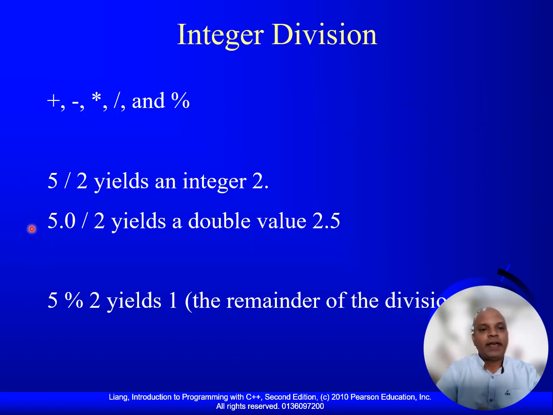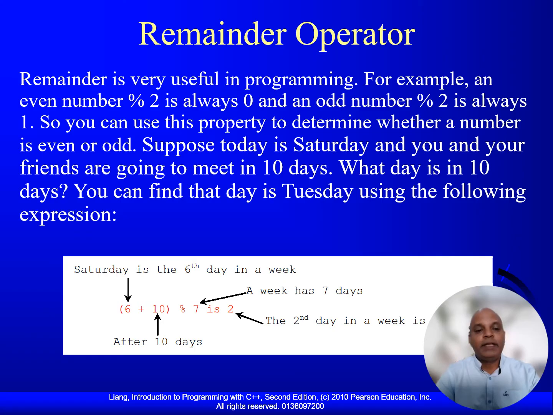Integer division, 5 divided by 2 yields an integer of 2, because I've got 2 remainder 1. 5.0 divided by 2 yields a double value of 2.5. 5 modulus 2 yields 1, the remainder after division. The remainder operator.